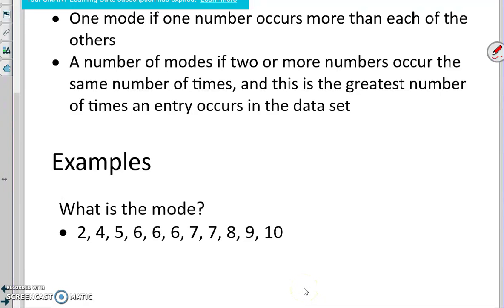It sometimes helps if it's in order, but it doesn't have to be in order. So this one here has got 2 7s and 3 6s. The mode is 6. There's 3 6s.